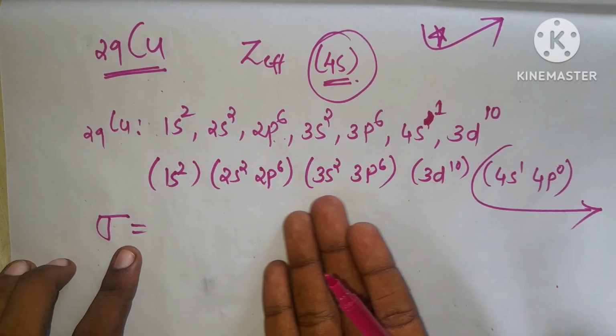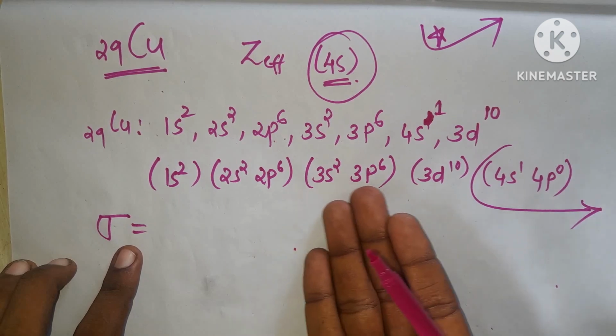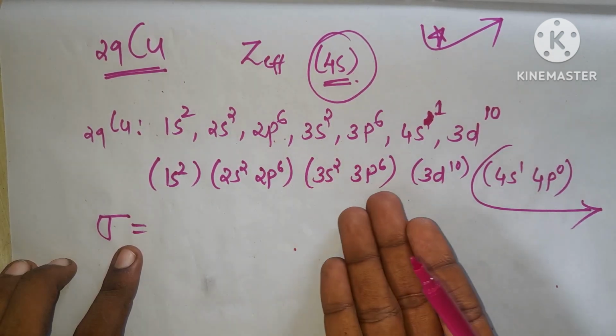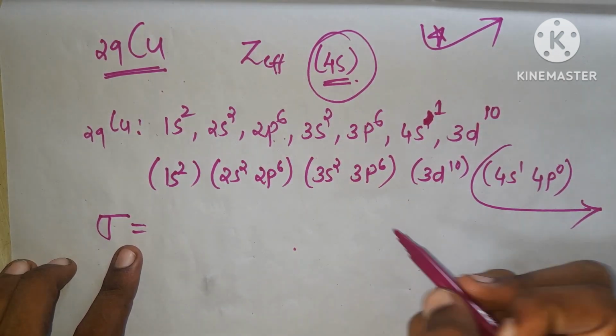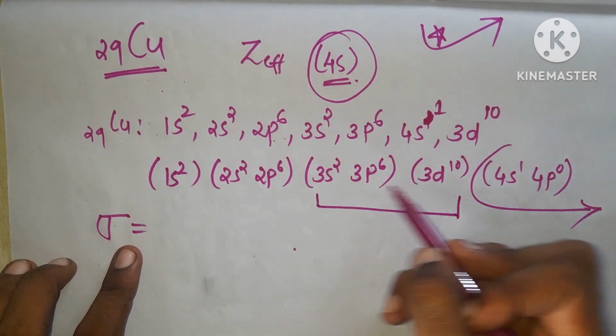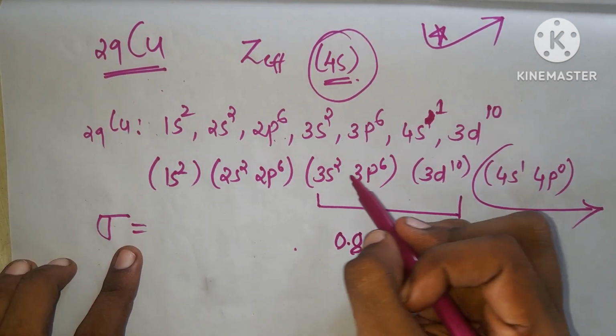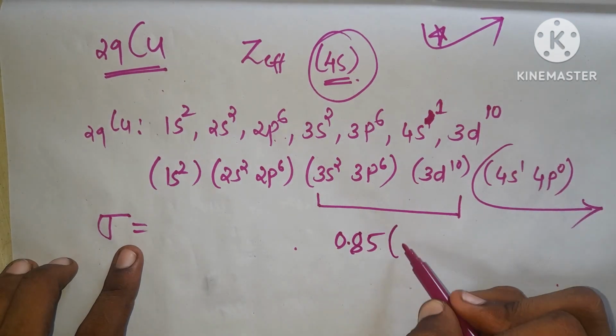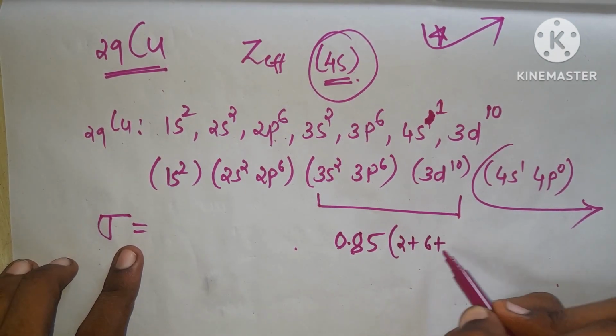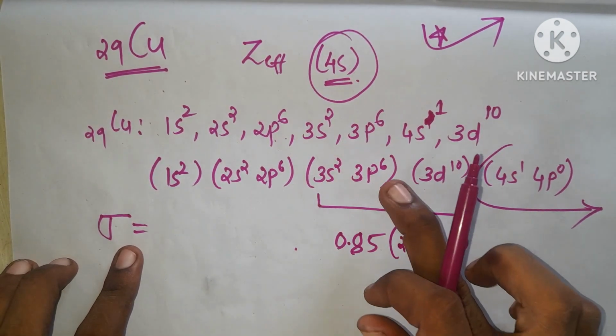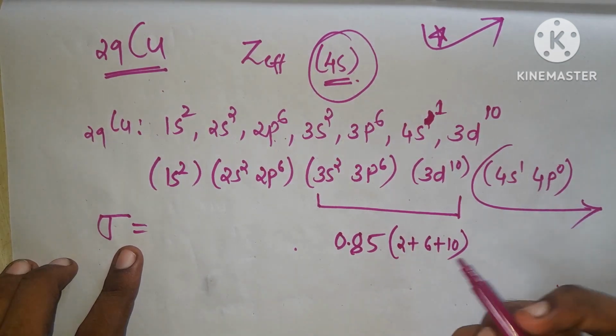And 8 electrons in the rest of the s and p, that is the n-1 shell. So here the value given for it is 0.85 into the total electrons, which are 2 plus 6 plus 10, that is totally 18 electrons.